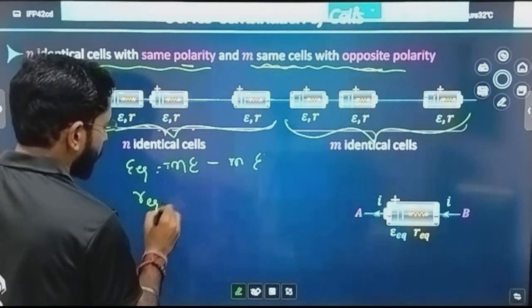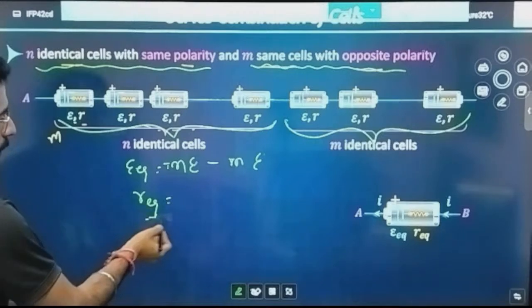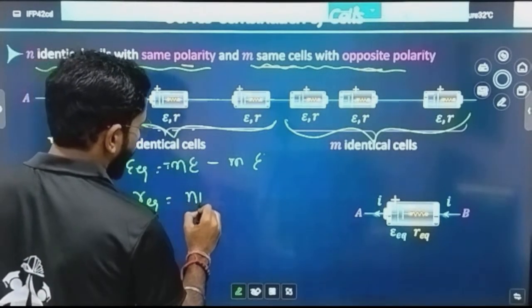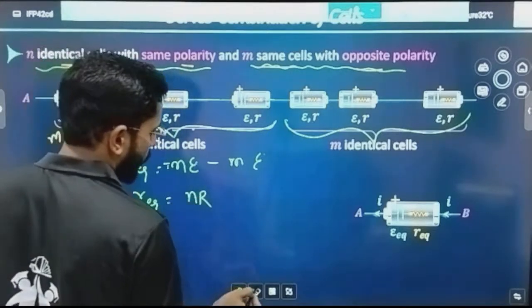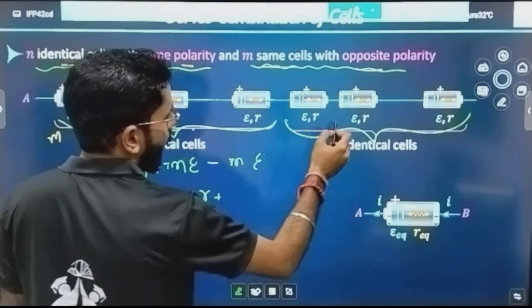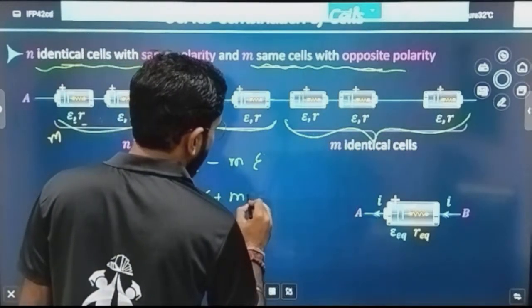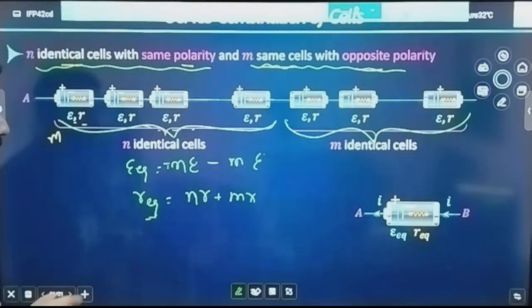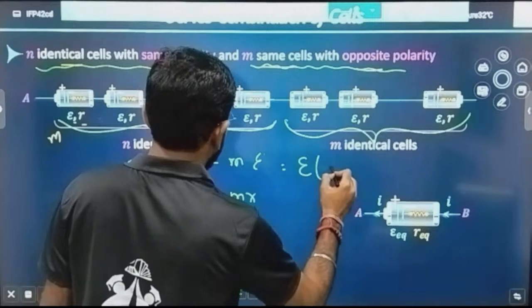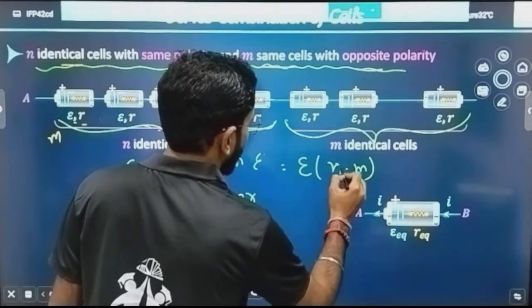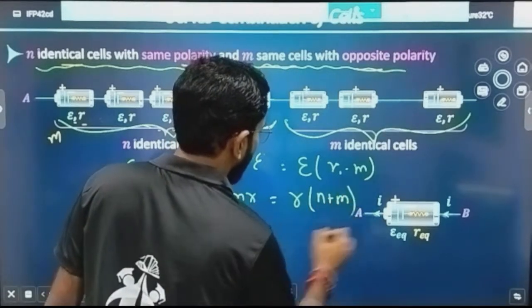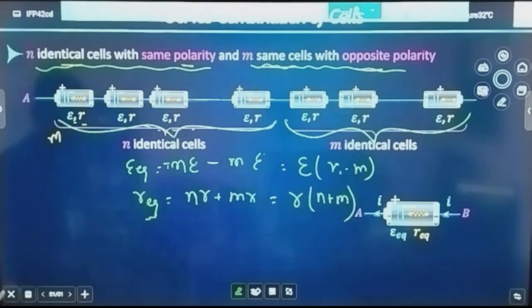And what I can write for equivalent resistance, I will write simply n number of identical resistors are there. That means I will write n into r. Sorry, smaller r I should write because it is a representation, smaller r. n into r plus, and here effectively m number of resistors are there. That means m into r. This is the result I am going to get. So you can cross check it also. Remember E into n minus m as effective EMF, and for resistor, effectively n plus m. This is what we are going to write. Is it clear?